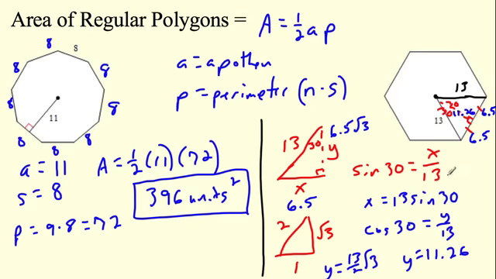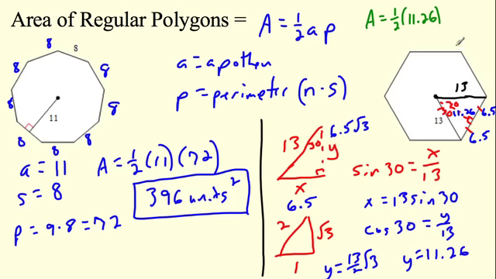Holy cow. Finally, all that so I can now do the problem. I can say area equals 1/2. What's my apothem? It's 11.26. So when I redrew the picture over here, that was my apothem, the dotted line.